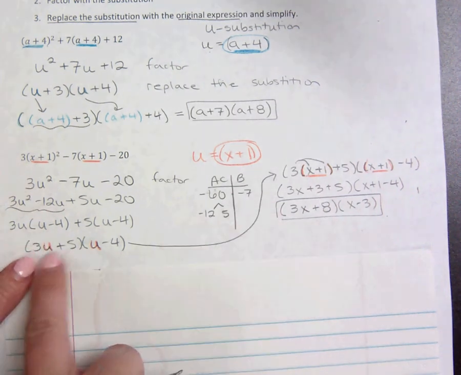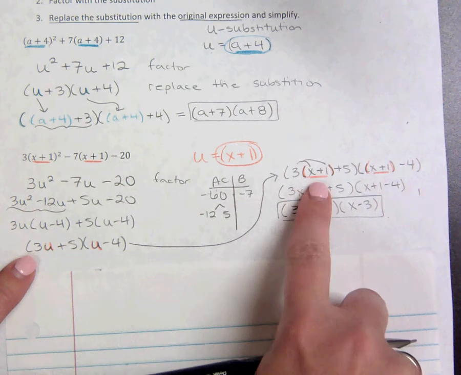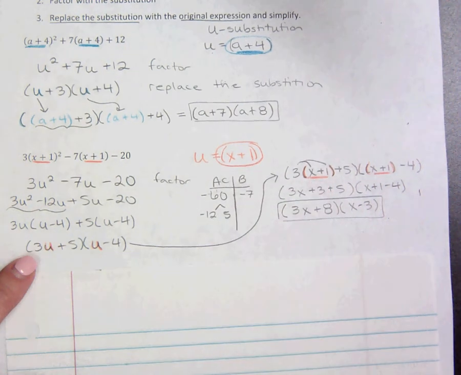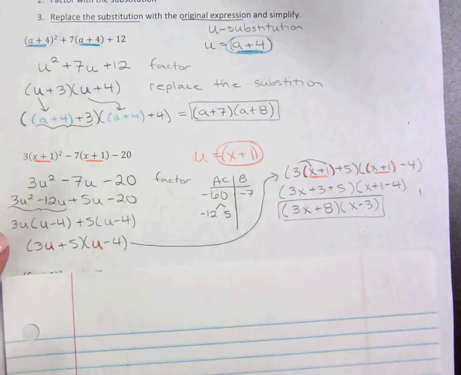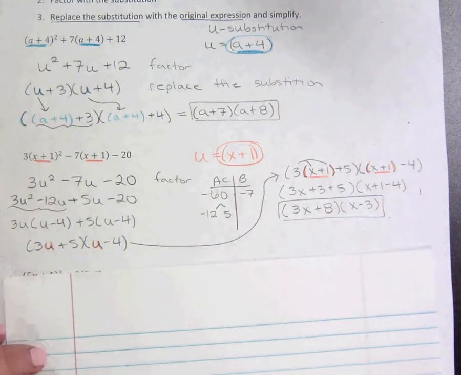If you try to type this into MyMathLab, it's going to mark it wrong because you're not quite done. You've got to substitute back in. And again, that's where a lot of students either forget to do that part or mess that part up. Colored pencils can come in very handy.